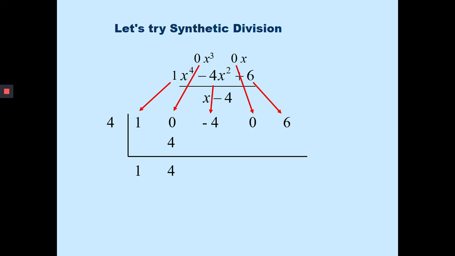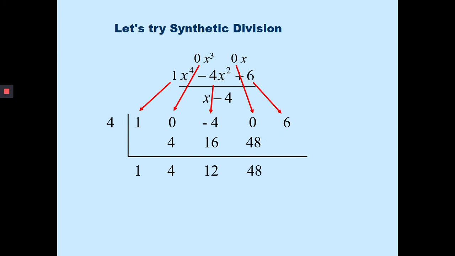Our next step is we are going to multiply 4 by the 4 that is on the outside, and we are going to get 16. And then we are going to add these two numbers, -4 and 16, that gives us 12. And we're going to multiply 12 by 4. We're going to get 48. We add these two numbers, and we are going to get 48.